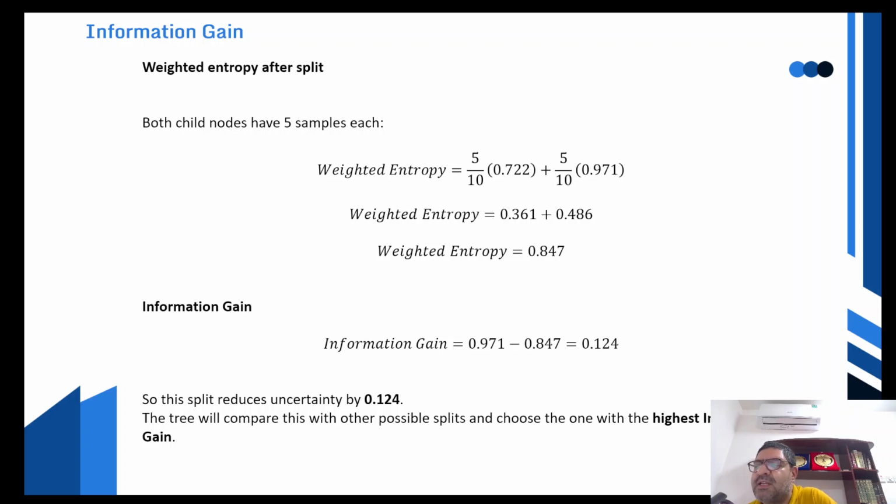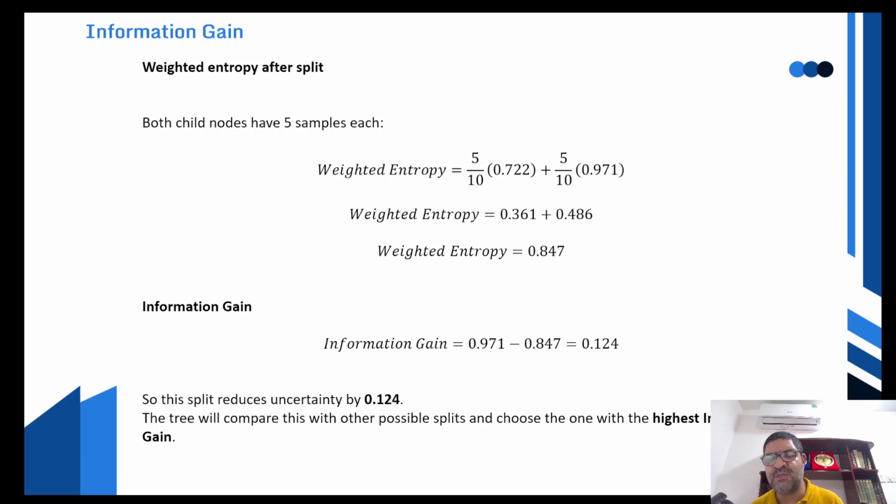That means definitely this split which has taken place reduces uncertainty by 0.124, or we can say information gain is 0.124. The tree will compare this with other possible splits. So internally, this will be compared again. This is the concept actually, of how information gain is calculated with entropy. You don't have to do it anyway. It is done by the algorithm itself.